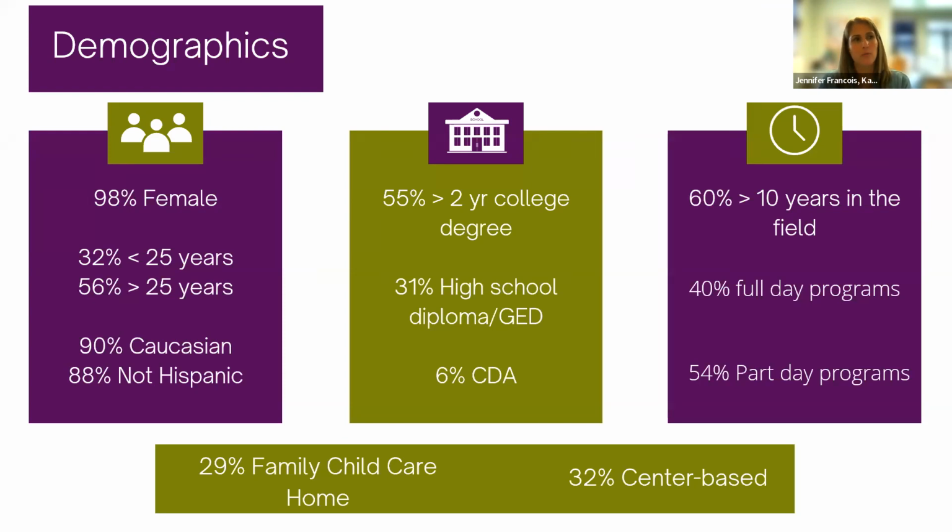About 55% had higher than a 2-year college degree, about 31% had the high school diploma or GED, and 6% had a CDA. We had a fairly even split between full day and part day programs, and a fairly similar representation from family child care providers in comparison to center-based care.